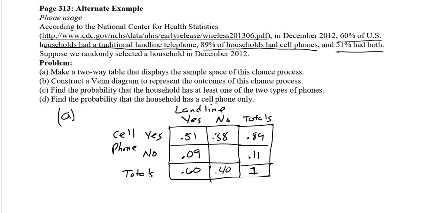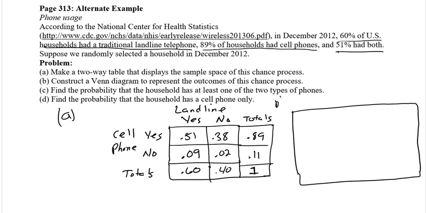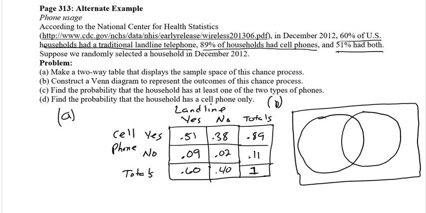Okay. So let's construct a Venn diagram to match that. That's part B here. Get our nice little circle here, a nice little circle here, and we're going to call this H, and H is landline, C is cell. So in our center where they intersect, we know 51%, 0.51, had both. So 0.51 goes in there.